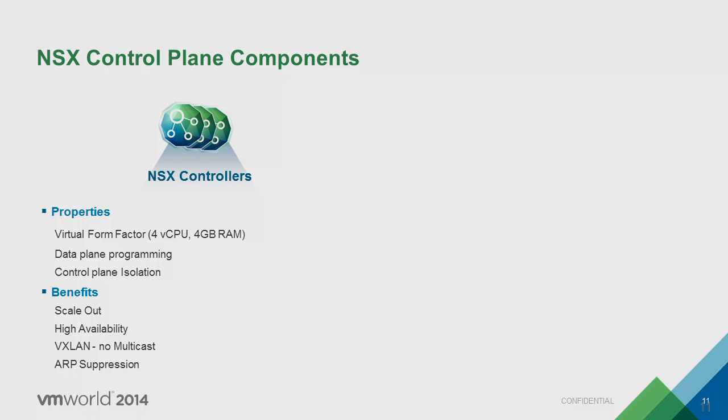Another capability is ARP suppression. Each of the controllers has a directory service, so it knows very well where each virtual machine sits, what the IP address of that virtual machine is, and what the MAC address is. So if there is an ARP request generated in the layer 2 environment, the controller itself can respond on behalf of the destination and suppress that ARP. So there is no more requirement to propagate ARP broadcast traffic into a layer 2 logical network.